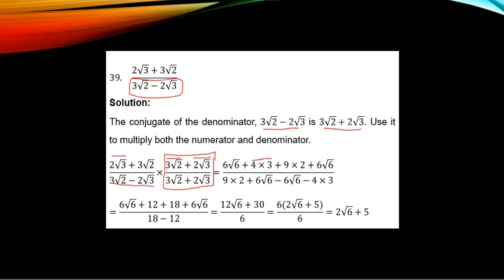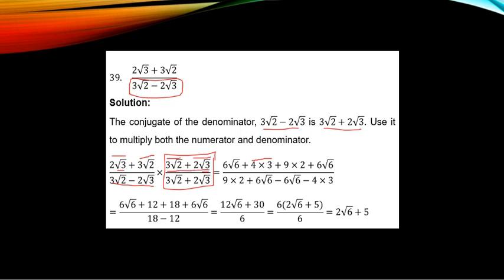Now let's check that. 2 times 2 is 4. Root 3 times root 3 is 3. Hence you have 4 times 3. The second term, 3 root 2, multiplies the first term and second term. That is these two terms now.